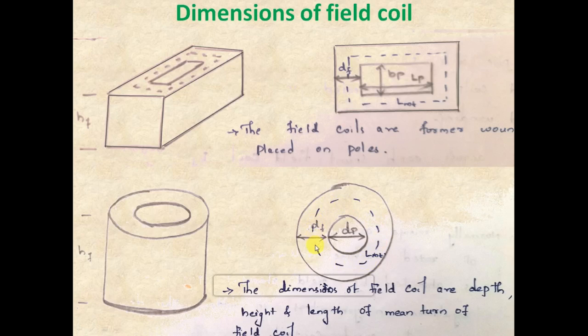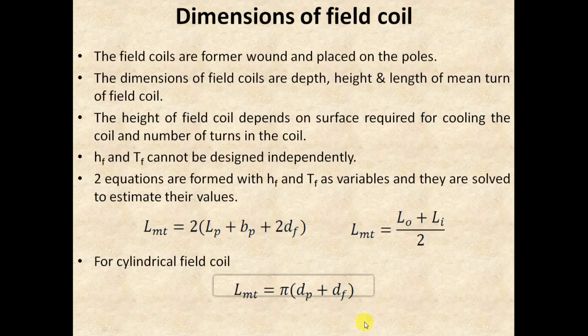So the radius of this dotted circle is actually dp plus df by 2, or else the radius is dp by 2 plus df by 2, and the diameter can be said to be dp plus df. Therefore the length of mean turn relation can be written as 2 pi into dp by 2 plus df by 2, or else after cancelling those two 2's, we can write the relation as pi into dp plus df. That is actually the relation for length of mean turn in the case of a cylindrical field coil.